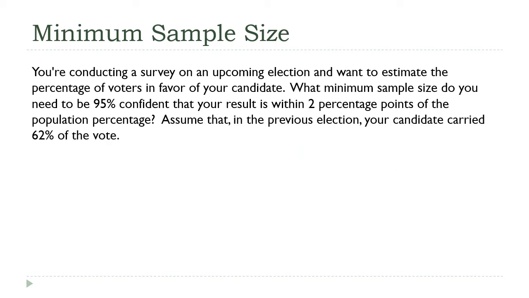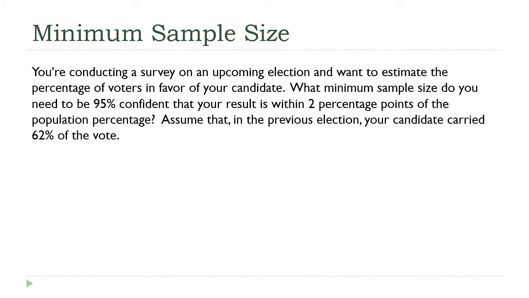Okay, so take a look at this. We've got another situation here. I'm working the same election example again. We want to be 95% confident. Our margin of error is 2 percentage points. But this time, we did this research last year, last election season maybe, and I know that my candidate carries 62% of the vote. Well, if I have historical data, this is another option that I can use for my p hat.